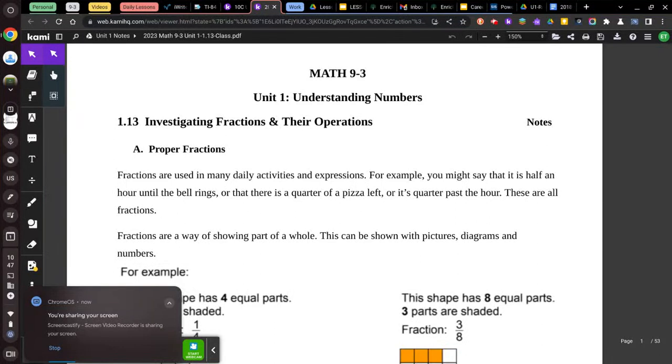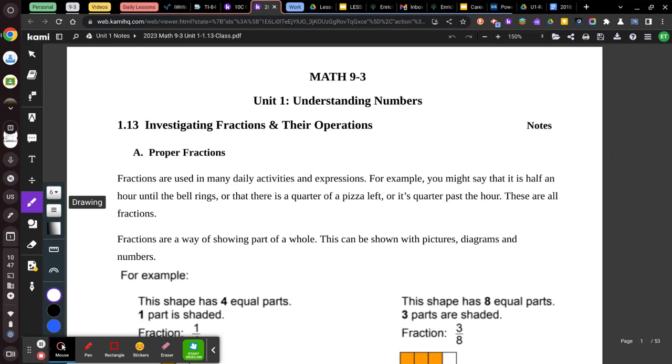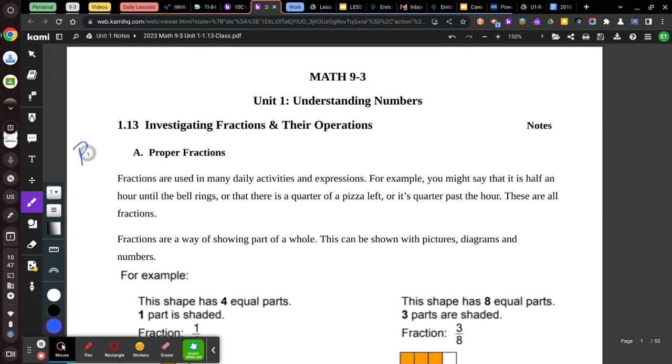Okay, welcome to lesson 13. This is going to be part 1. Part 1 is going to be dealing with proper fractions. So we need to remember what proper fractions are.